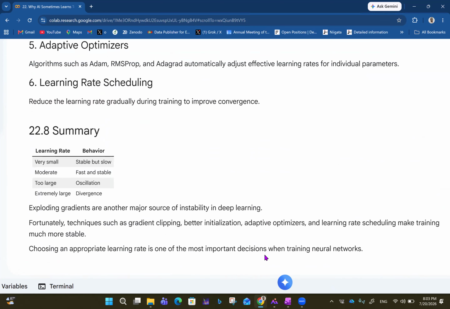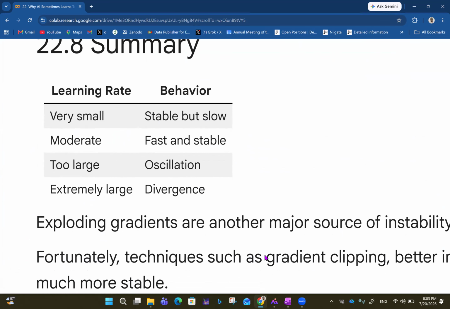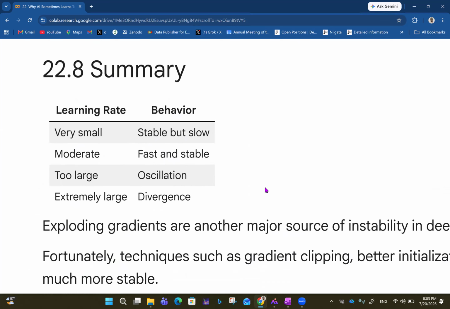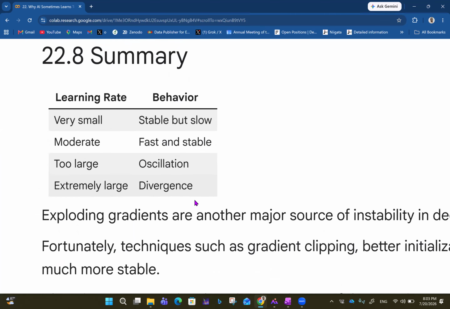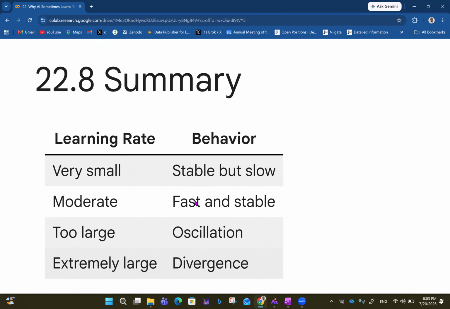So in summary, we see that very small learning rates result in stable but slow behavior. Moderate learning rates are fast and stable. Too large leads to oscillation. Extremely large leads to divergence. So you never converge to the optimum solution that is expected. That's what happens in that regard.